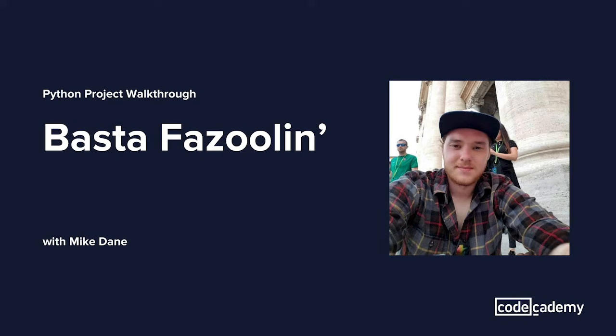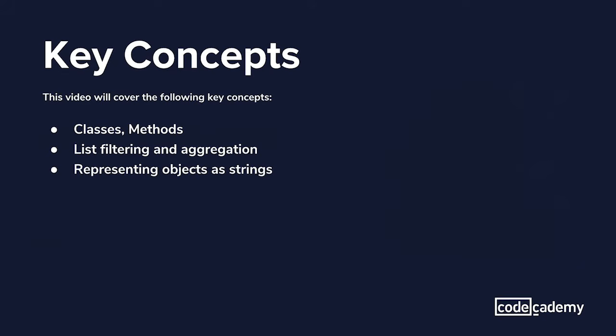I'm a developer from Philadelphia, and today I'm going to be walking you guys through this awesome Python project called Basta Fazoolin. Let's take a look at some of the key concepts we're going to be covering in the video. We're talking about classes and methods. We're going to look at different techniques for list filtering and aggregation, and we're also going to talk about representing objects as strings. So I'm really excited to dive into this. Let's head over to the Codecademy text editor and get started.